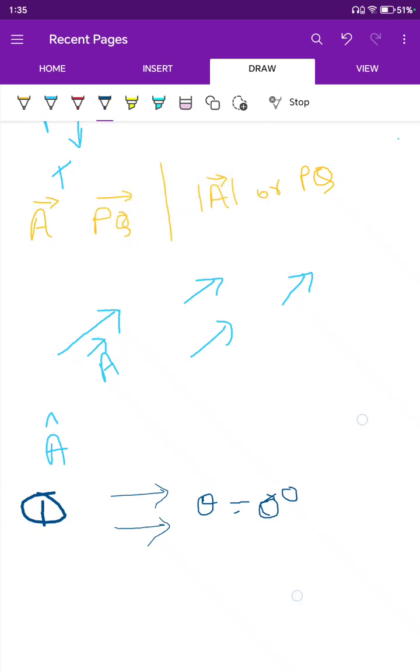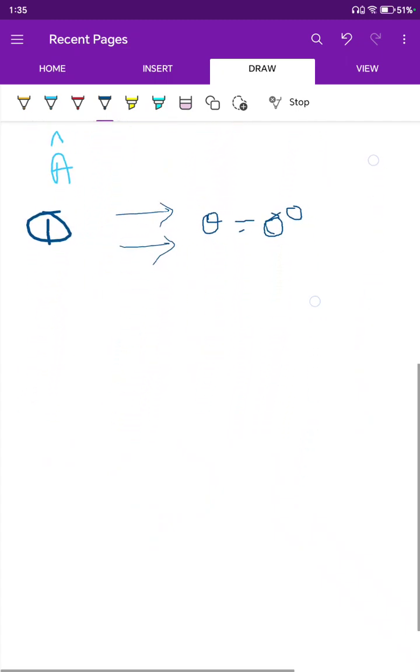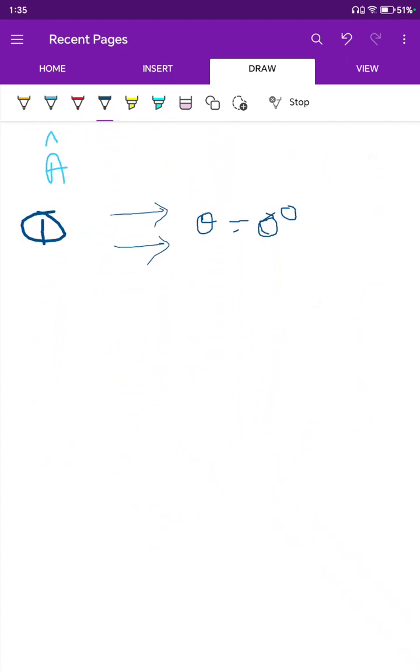Next we will take the anti-parallel vector. This one and this one. Let's name this a, and let's name this p. Theta is, see, it's anti-parallel, so it's opposite. So 180 degrees, right?